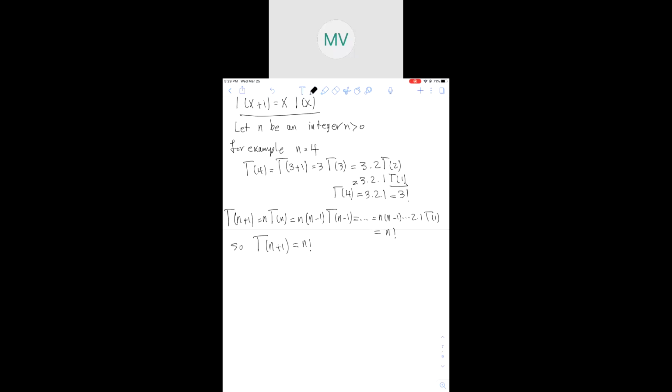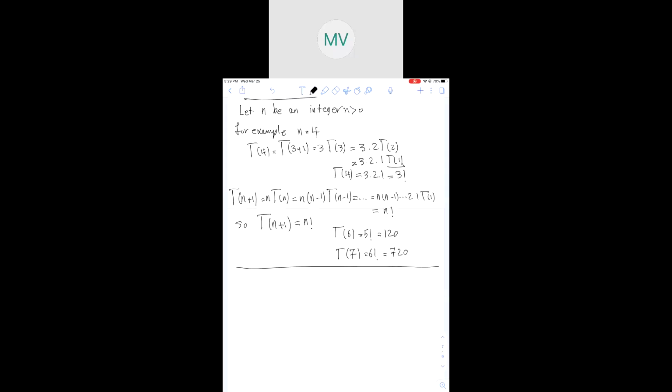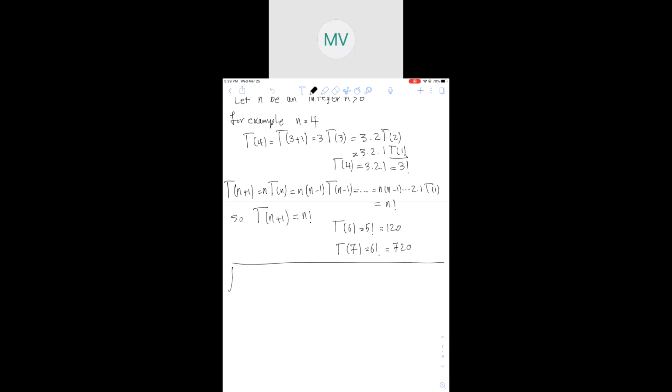All right. So for example, gamma of 6 is 5 factorial, which is 120. A bigger number is going to make a mess. So gamma of 7 is 6 factorial. That one is 720. But you get the point. All right. Now that we talked about this, we can go ahead and find the Laplace of t to the a.